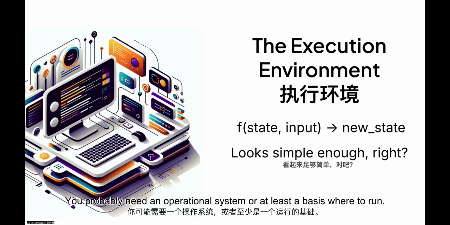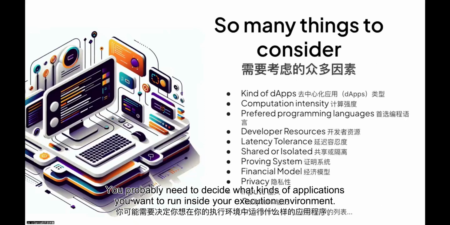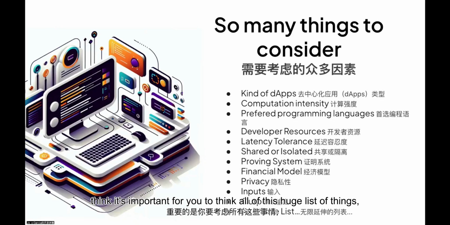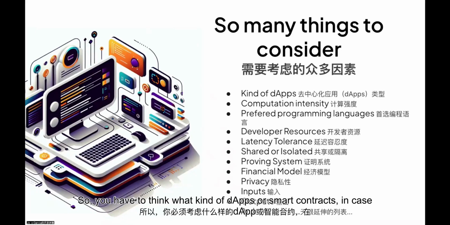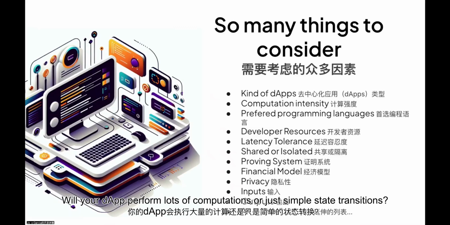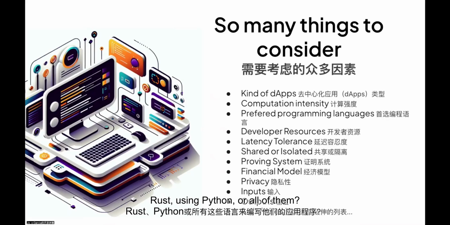You probably need an operating system, or at least a base on which to run. You probably need to decide what kinds of applications you want to run inside your execution environment. So when you're picking your execution environment for your application, I think it's important to think about this huge list of things. I'm going to try to go through them one by one, but if it gets too extensive, I'm going to skip some. You have to think about what kind of dApps or smart contracts, in the case of Web3, you are optimizing for. Will your dApp perform lots of computations or just simple state transitions? Do you want developers to code their apps using Solidity, Cairo, Rust, Python, or all of them?